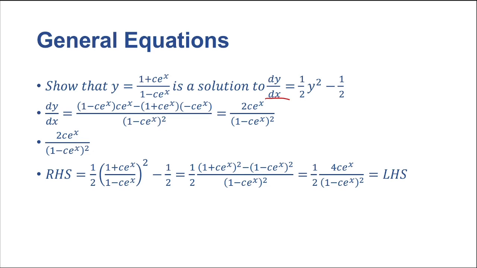So that's low d high minus high d low over low low. So we get (1 minus ce^x) times ce^x minus 1 plus ce^x times negative ce^x, over (1 minus ce^x) squared. Okay, so we do a little bit of algebra, and then we get 2ce^x over (1 minus ce^x) squared. Okay, so we've got that. So that's our derivative. So that is y prime.